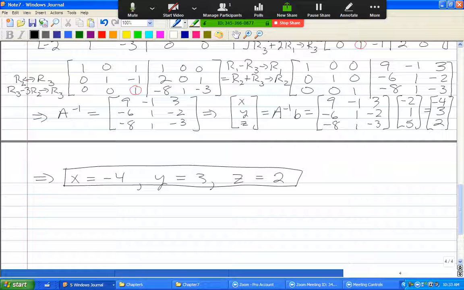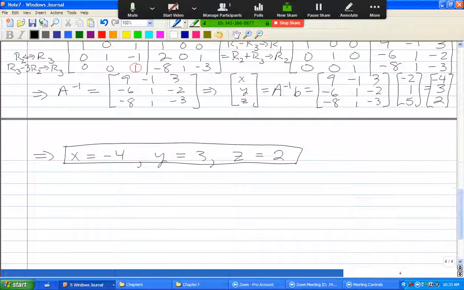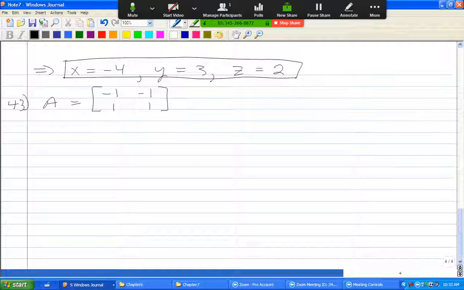Let me do problem number, let's say, 44. Whoa, 43, because that's a weird one. So let me do problem 43. Problem 43 says let A equal negative 1, 1, negative 1, 1. It says show that A squared is 0. So this is kind of weird.